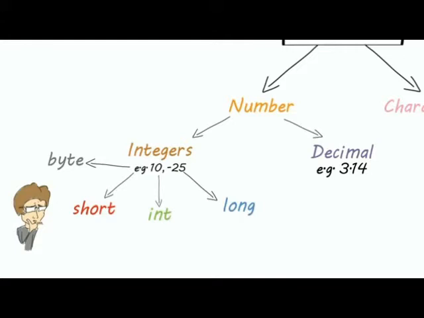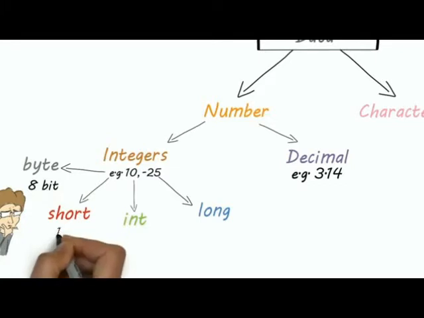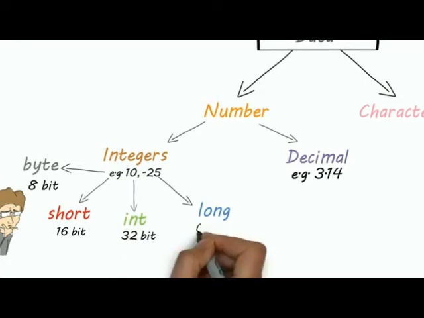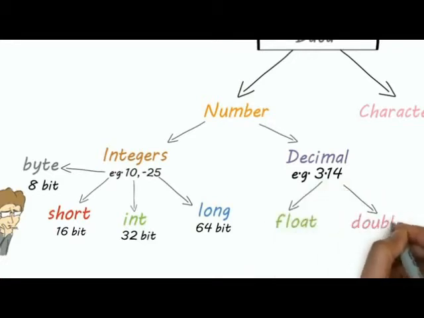These variables consume memory better, for better memory utilization. We have four different sizes, where byte is 8 bits, short is 16 bits, int is 32 bits, and long is 64 bits. Similarly, in decimals, we have two data types, float and double.